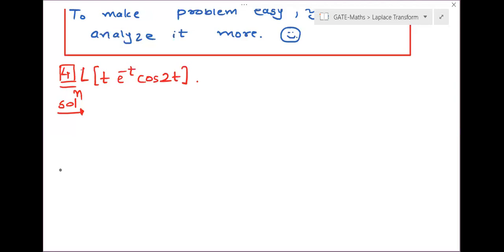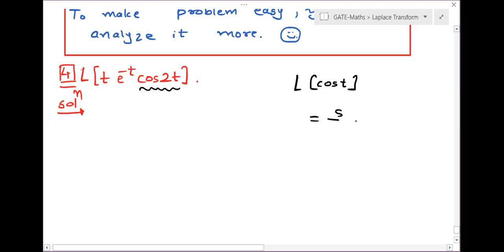Because if you use first shifting property, you have to find Laplace of cos t first. So Laplace of cos t will give you s divided by s square plus 1 square, that is s divided by s square plus 1. Now, if you use multiplication by t property first, you have to find its differential, and finding its differential is easy. After that, by using first shifting property, you can easily change s to s plus 1. But if you change first s to s plus 1, then this will become s plus 1 whole square, and then finding its differential will be more difficult.